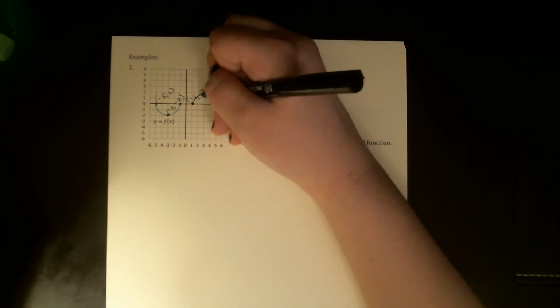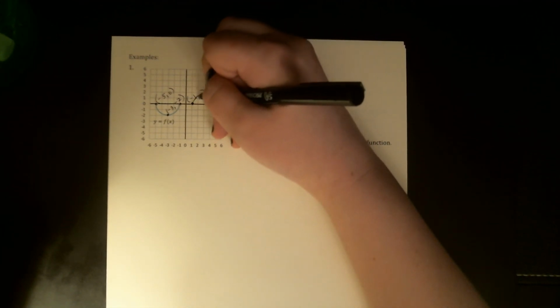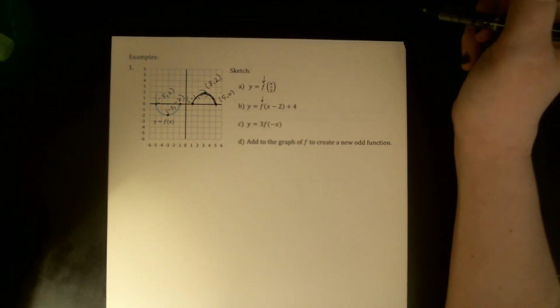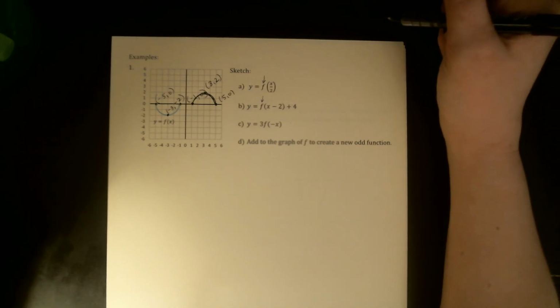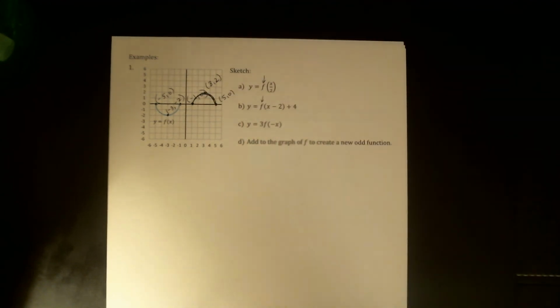So my new function is actually made up of two pieces, a half circle in quadrant 3 and a half circle in quadrant 1. So all of that put together creates a single odd function. I'm not looking at it as two separate functions. I'm looking at this as a single function that has odd symmetry.